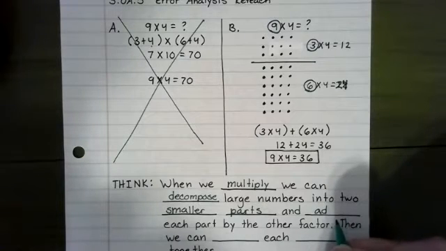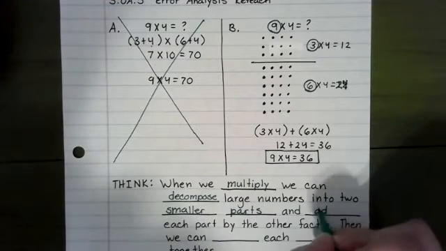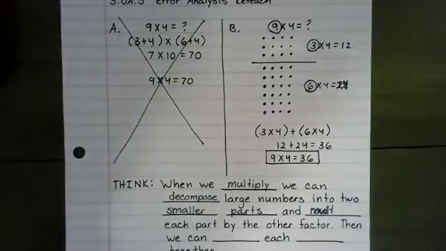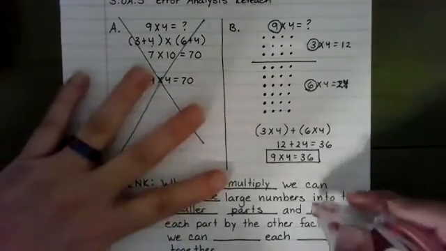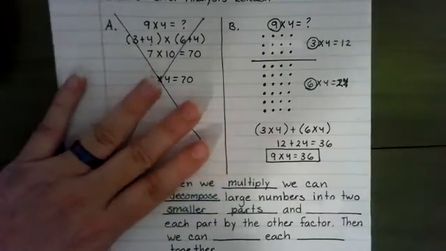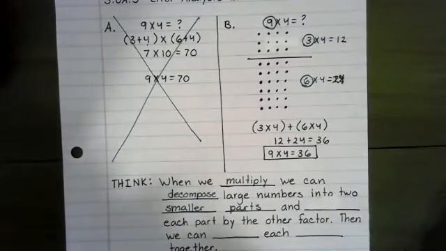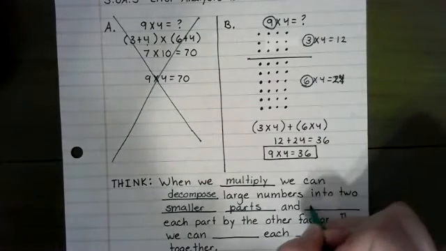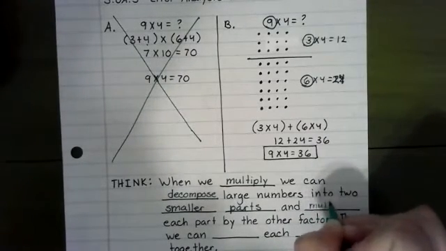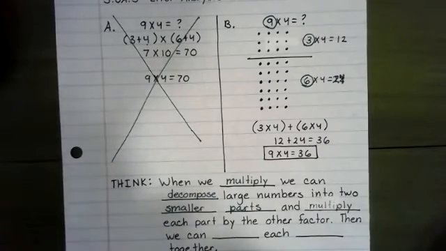Oh, we don't add yet. We can multiply those smaller parts by the other factor. I almost slipped there. Good thing you caught me. Let's make that correction. When we multiply, we can decompose large numbers into two smaller parts and multiply each part by the other factor.